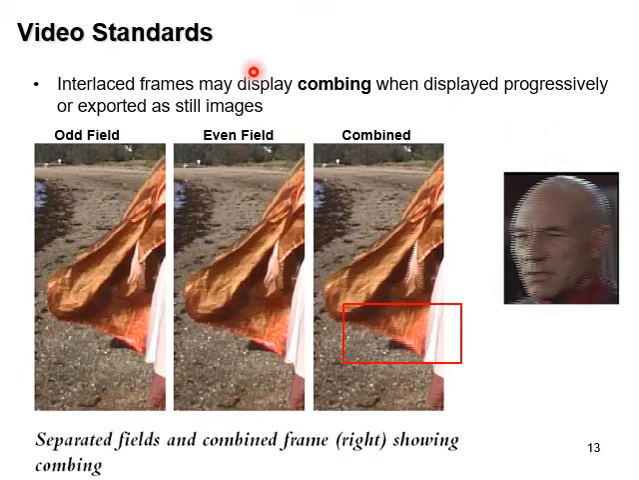So that is one of the issues: if you take a video that is actually transmitted in an interlaced way and try to export it as a still image or display it progressively, you might get this combing effect.